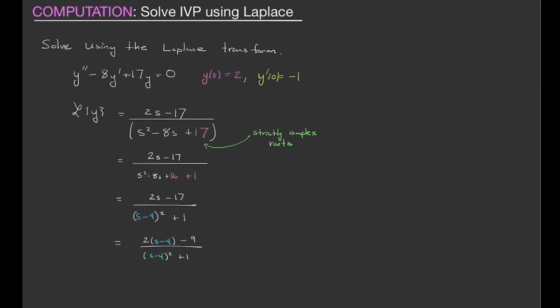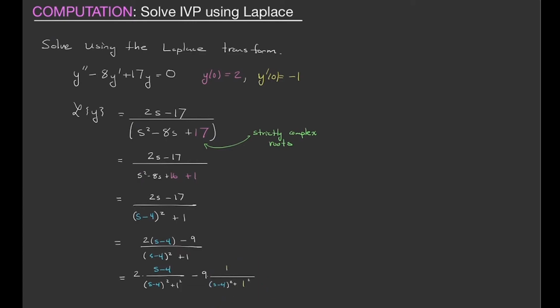We notice that we can write 2s minus 17 in this way. Then algebraically separate it. Now notice up here we have s minus 4. Here's s minus 4. This is just cosine of t shifted by 4. Over here, we've now factored out the 9, so we have a 1 here and here. Now this is just sine of t shifted by 4.